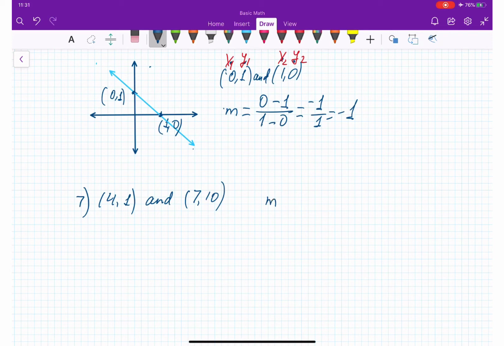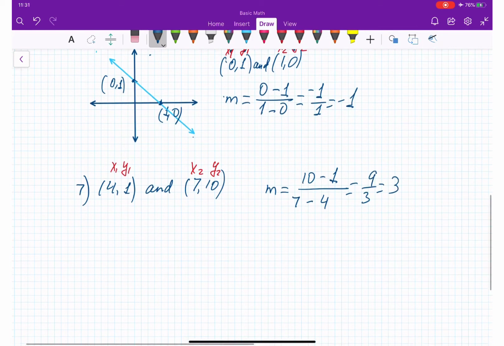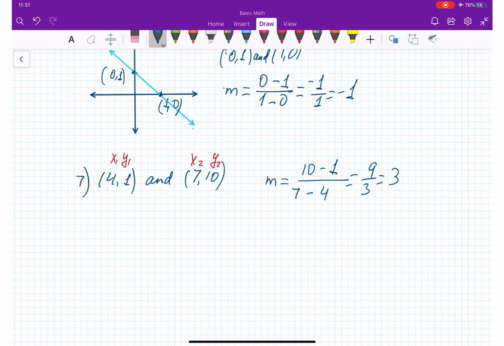m is equal to (y2 minus y1) over (x2 minus x1). So m is equal to 10 minus 1 over 7 minus 4. And we get 9 over 3, which is equal to 3. So slope is positive. That means the graph will be increasing.